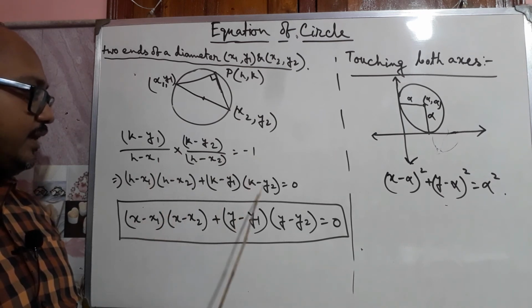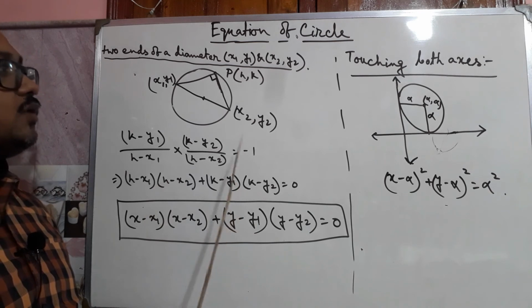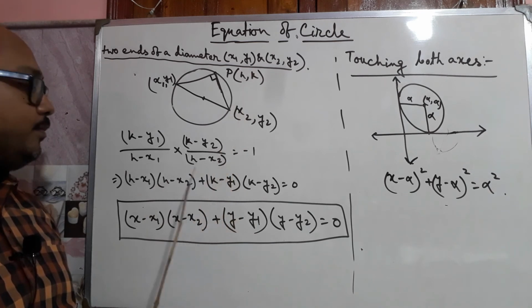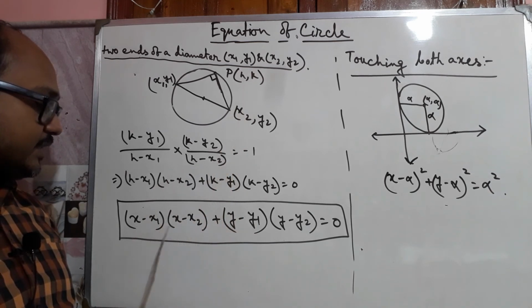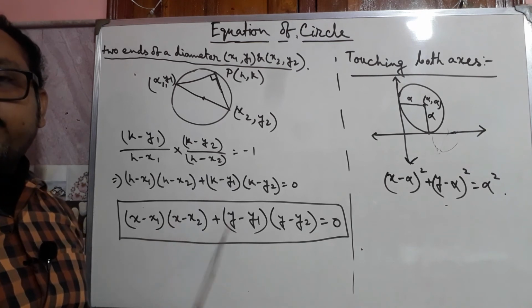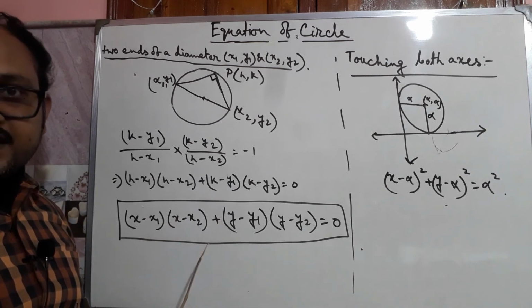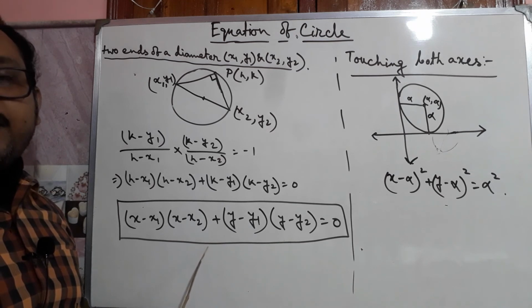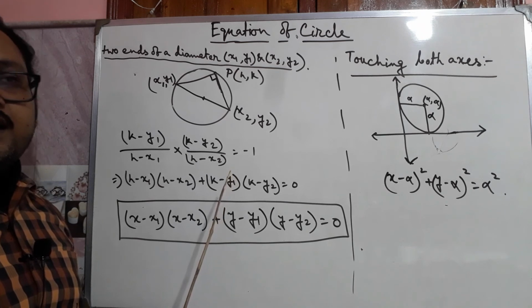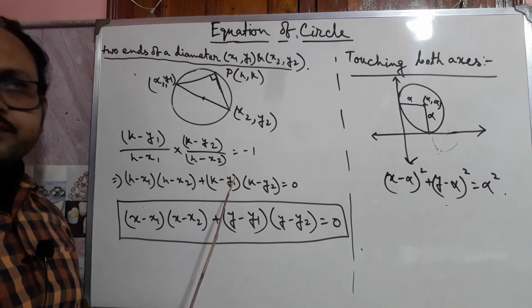Now, by calculating we will get this. To get the general form, that is (x minus x1) into (x minus x2) plus (y minus y1) into (y minus y2) is equal to 0. This is the equation of a circle having the endpoints of a diameter at (x1, y1) and (x2, y2).